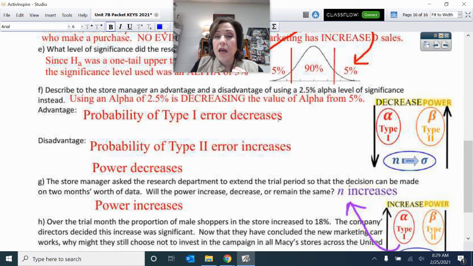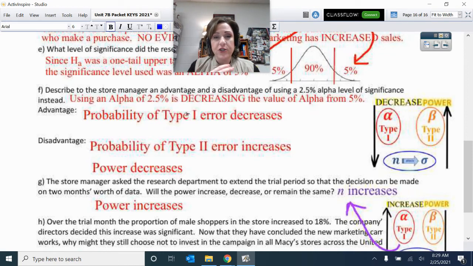And then the probability of an error going down, less likely to make that mistake, is a good thing. So if alpha decreases, then the probability of a type 1 error decreases too. So that's an advantage. Now let's see where power plays into this. What does power do?